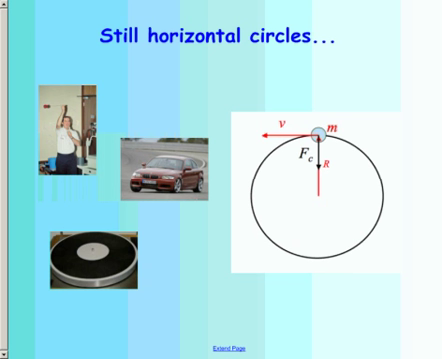We're still talking about circles and circles that are horizontal. So look at the picture over on the right. We have our velocity and we have our mass, and we have some kind of centripetal force. Whether it's the friction of tires when you're turning a corner, or something stuck onto a turntable, or a string spinning something over your head, we need some kind of force to make us go in a circle.